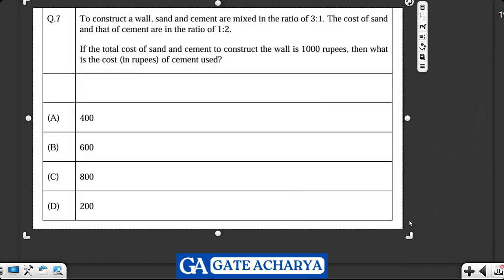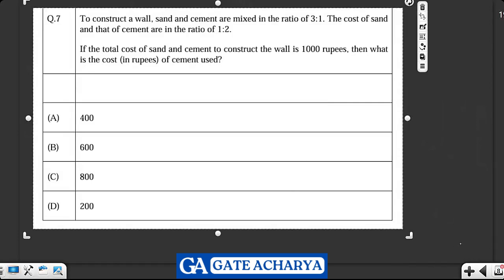Now to construct a wall, sand and cement are mixed in the ratio of 3:1. The cost of sand and that of cement are in the ratio of 1:2. If the total cost of sand and cement to construct the wall is 1,000 rupees, then what is the cost of cement used? Okay, so how to find this? This is the concept of ratios. Sometimes ratios have been asked as part of this, but it's very rare. So that's how I quickly do the ratio.